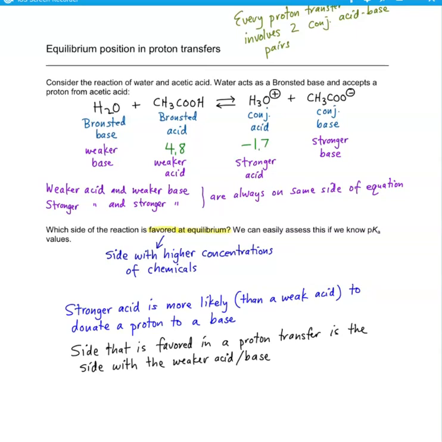Okay, so we did all of that just to answer that one question. Now, going forward, all we need to do is look at the pKa values, compare the pKa values, and then we're done. Okay, the acid with the higher pKa is going to be on the side that's favored in the reaction.